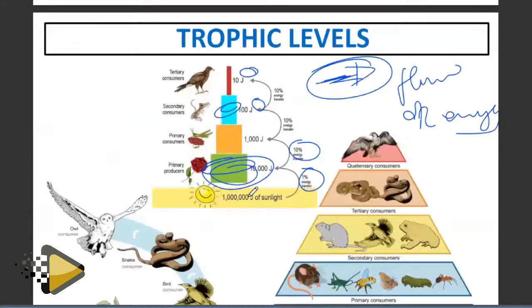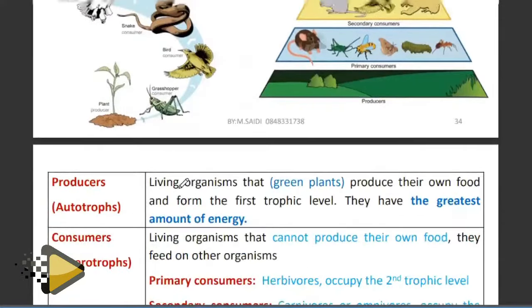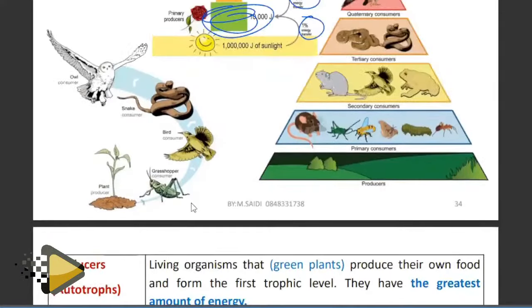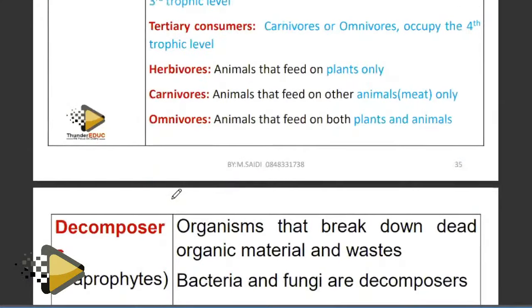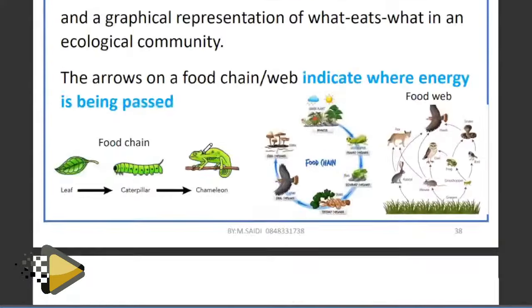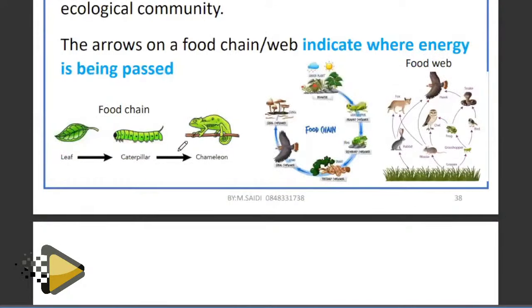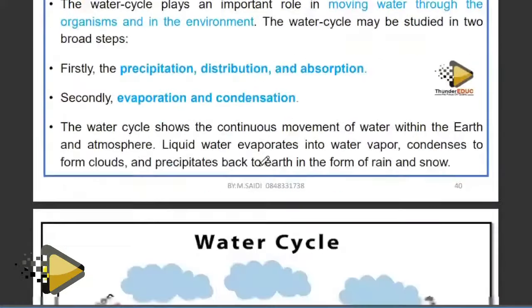Why is some energy being lost? We explain that. What is the direction of the arrow? We explain that. What's the difference between a food chain and a food web? A food chain shows you just a unidirectional flow of energy, while the food web shows you multiple directions of energy: what is eating and what's being eaten. So they interact, like the way you hear the word, the web. So please make sure that you know the food chain, food web, and then the pyramids.